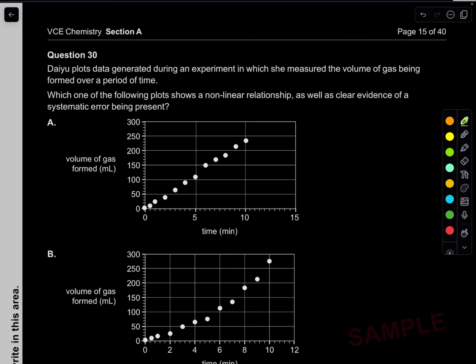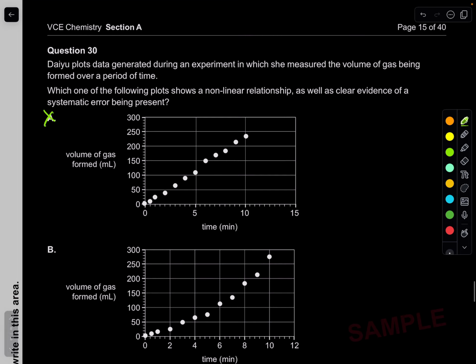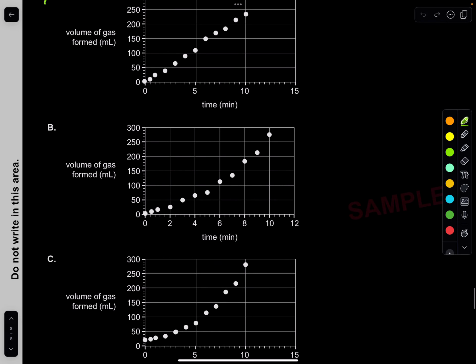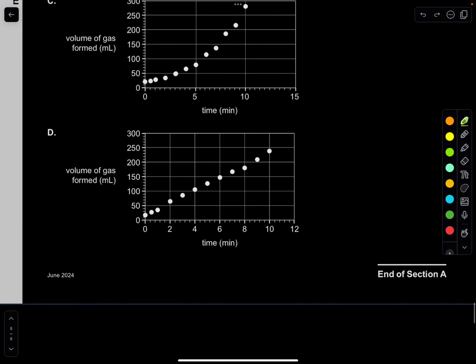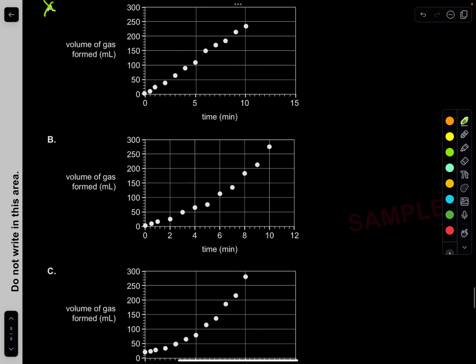All right, so it's a non-linear relationship, because we don't want a line. A line is linear. You can see this is a line, so that's wrong. This one looks good, it's like a curve, so it could be that one. That one also looks like a curve. And D looks like a line. So these two are linear, so take those off. So it'll only be B and C.